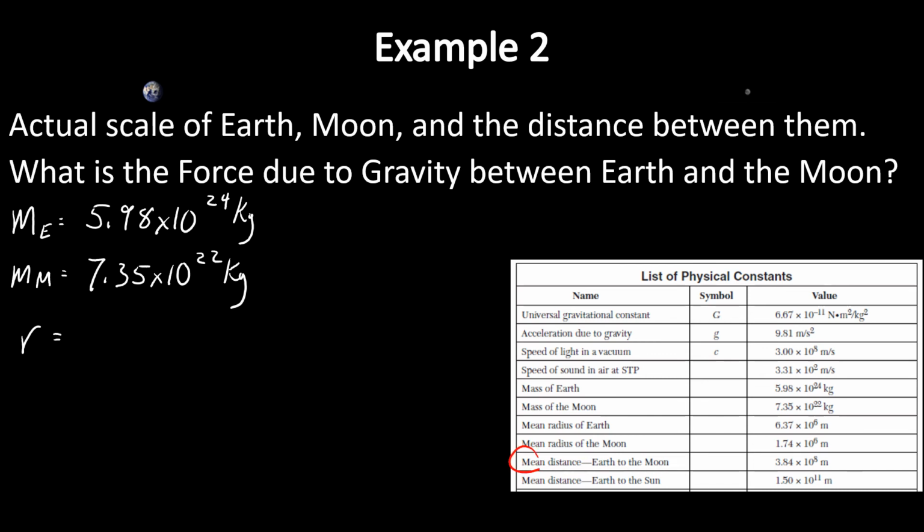But in this case, they even say the radius is over here when we're looking for the radius. It's a common trick. Don't use these numbers for this example. You want the distance from Earth to the moon, this number here.